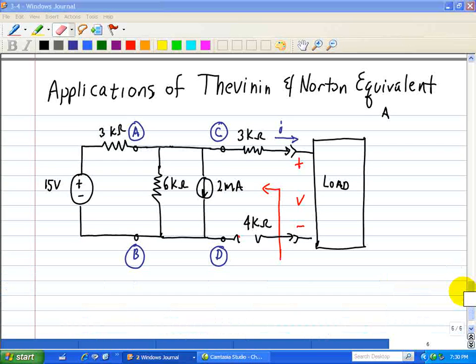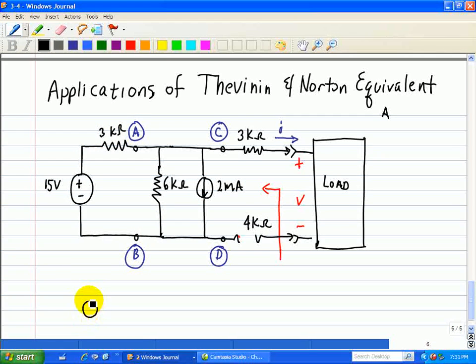Okay, we're going to analyze this circuit by applying the Thevenin-Norton equivalent. At the end, what we want is a Thevenin equivalent looking at the left of the interface. So we'll start off here with a 15 volt supply and a 3 kilo ohm. We're going to replace this with a Norton equivalent.